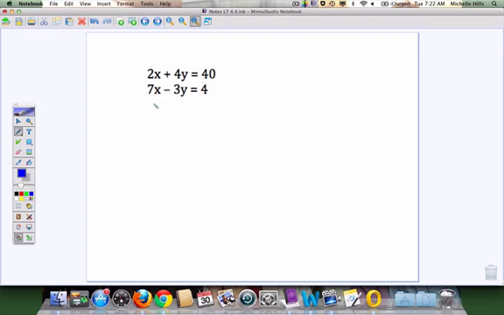Now this is the situation where 2 and 7 aren't opposites, and 2 won't go into 7 evenly. 3 and 4 aren't opposites, and 3 won't go into 4 evenly. So I either need to say 2 and 7 both go into 14 and multiply so that I have a positive 14x, negative 14x, or 4 and 3 both go into 12 and multiply so I have a positive 12y, negative 12y.